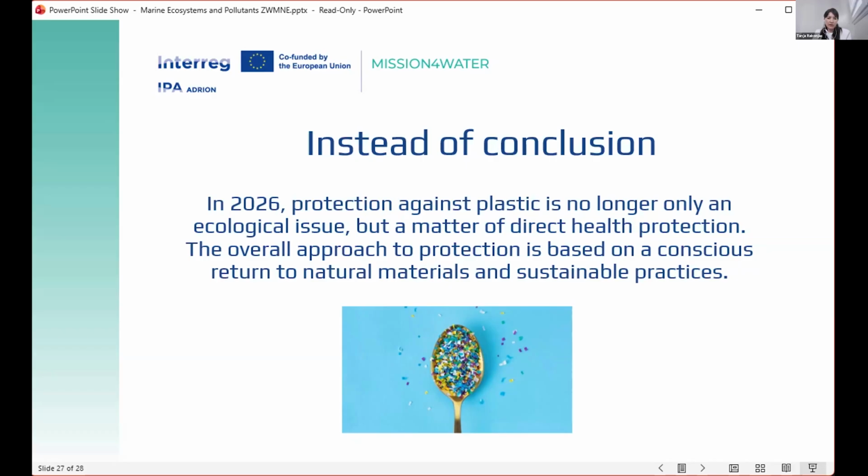For this reason, a shift toward glass, ceramic, and stainless steel as a standard alternative is necessary. Since microplastics have become widespread in the environment, it is crucial to reduce their presence in our immediate surroundings by choosing natural materials such as cotton, linen, and wool when we wear clothes, or wood for everything we can make of wood, but not plastics. The overall approach to protection is based on a conscious return to natural materials and sustainable practices.